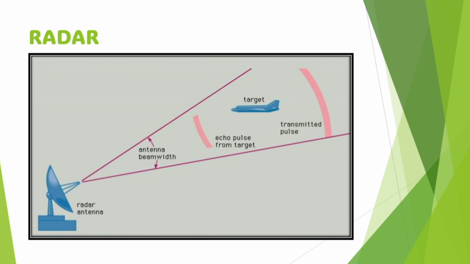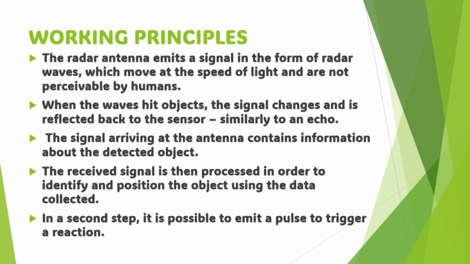Here the receiver requires a minimum amount of detectable power to separate the incoming signal from the noise. The maximum distance R beyond which the radar cannot detect the object is known as the maximum range of radar.